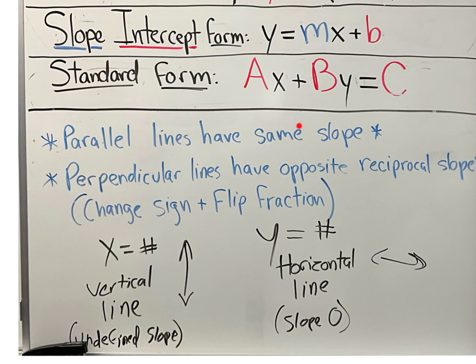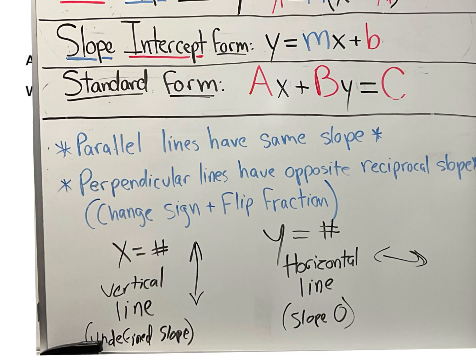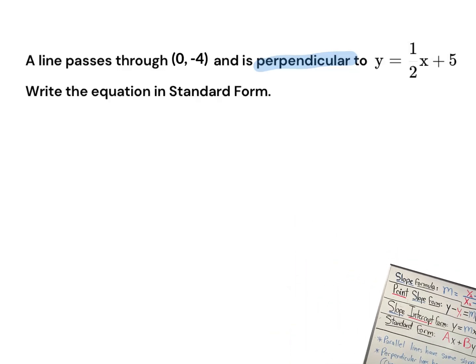Parallel lines have the same exact slope. Perpendicular lines have opposite reciprocal slopes. So what does that mean? It means change the sign and flip the fraction. So I'm telling you that our slope is going to be perpendicular to this slope. What does that mean? You're going to have to change the sign of this slope and flip the fraction.